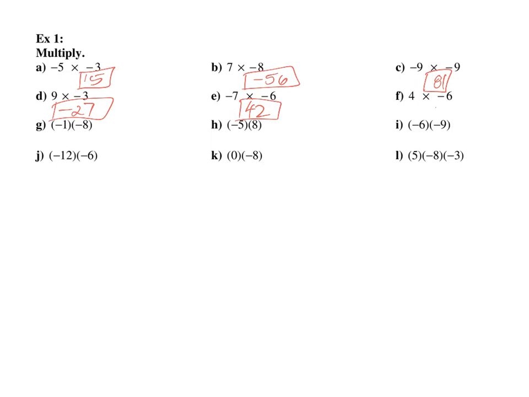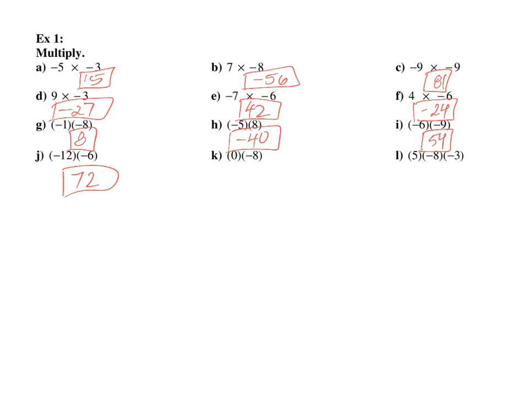And we have 4 times negative 6, 24. Positive times negative, that's negative. And you have negative 1 times negative 8 is 8. Negative times negative, that's positive. Then you have negative 5 times 8, that's 40. Negative times positive, that's negative. Then you have negative 6 times negative 9, 54. Negative times negative, that's positive. Then we have negative 12 times negative 6. So we have 72. Negative times negative, that's positive.